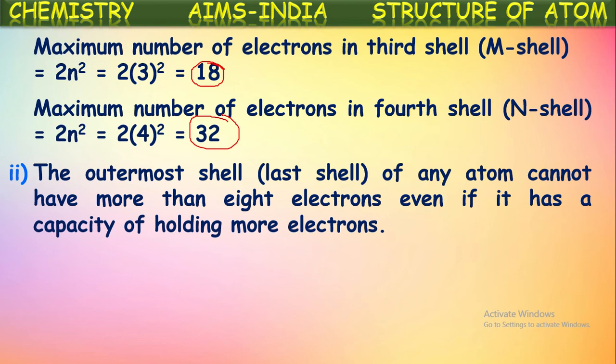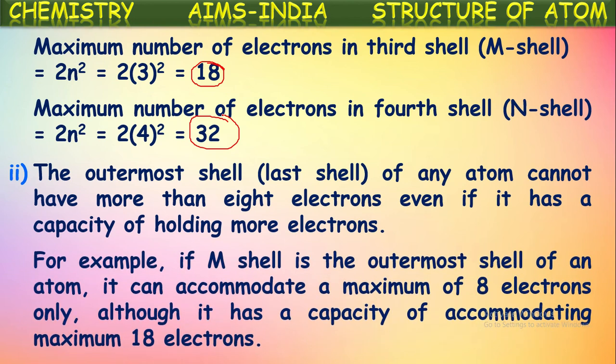Next, for example, if the M shell, that means the third shell, is the outermost shell of an atom, it can accommodate a maximum of 8 electrons only, although it has a capacity of accommodating a maximum of 18 electrons, isn't it? So for any shell, if it is the outermost shell, it can accommodate a maximum of 8 electrons only, even though its capacity is more than that.